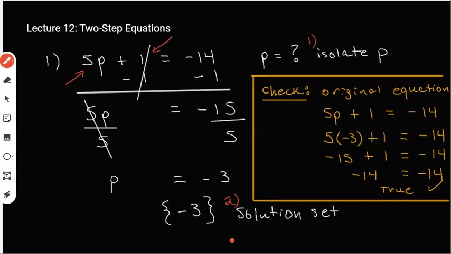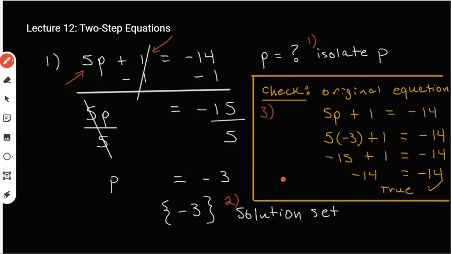So I'm going to be looking for your work in step 1, your solution set in step 2, and then your check is the last thing you do. So I'll put a 3 beside that. So those 3 things are going to be required. Okay. So that is number 1.